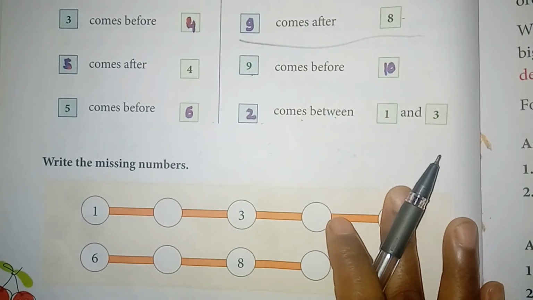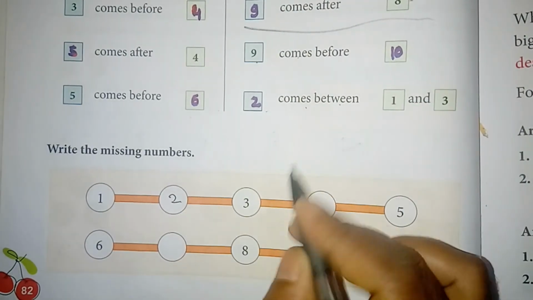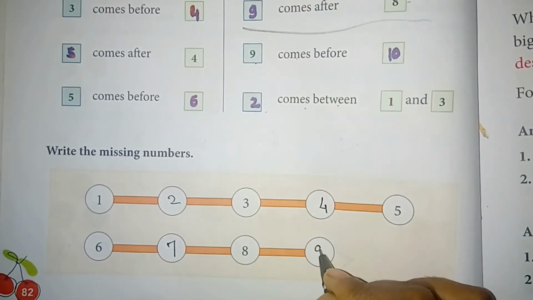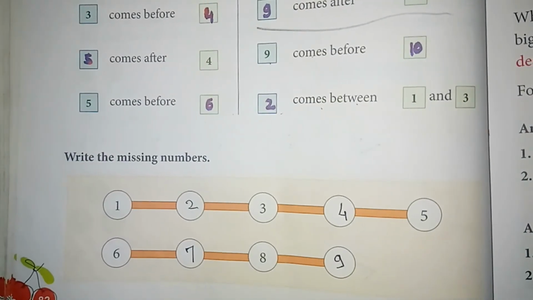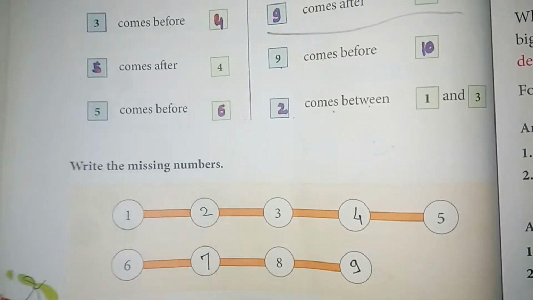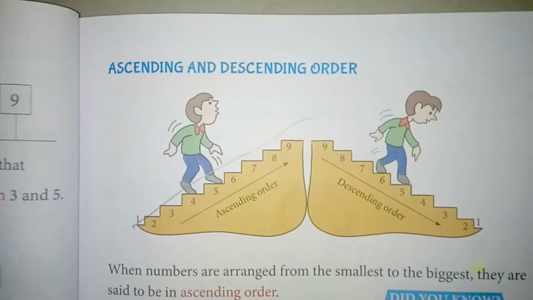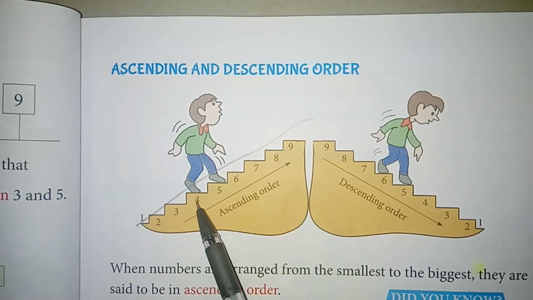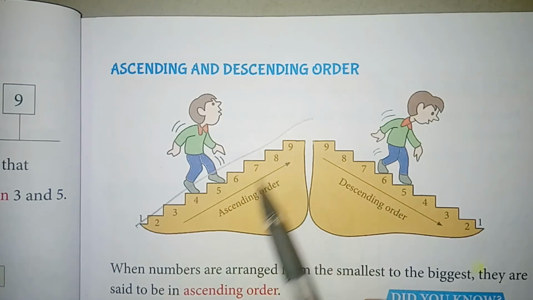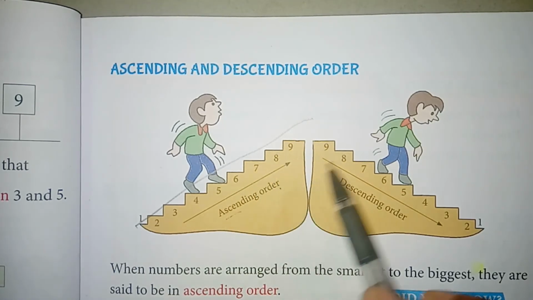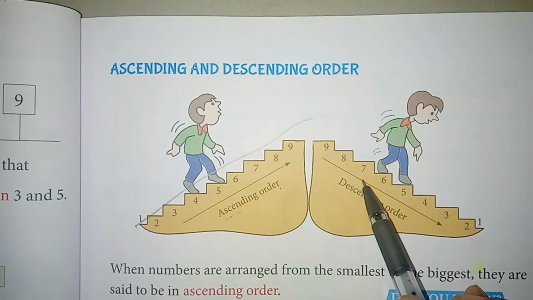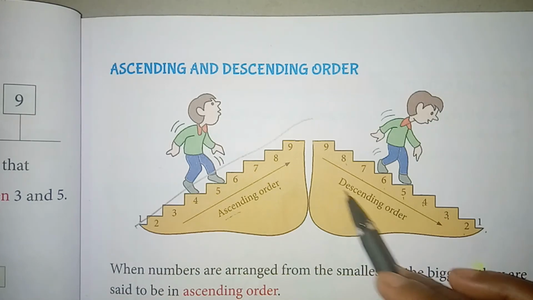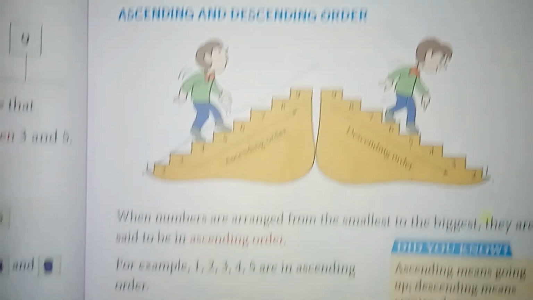Now we will write the missing numbers: 2, 3, 4, 5, 6, 7, 8 and 9. Now here we will see ascending and descending. 1, 2, 3, 4, 5, 6, 7, 8, 9. This is called ascending order. 9, 8, 7, 6, 5, 4, 3, 2, 1. This is called descending order.